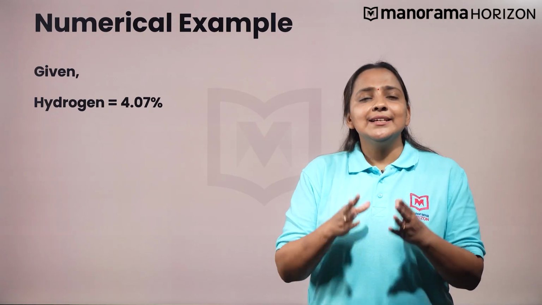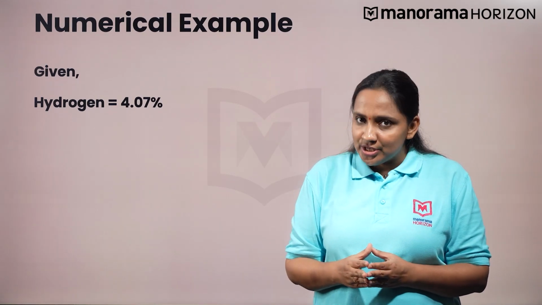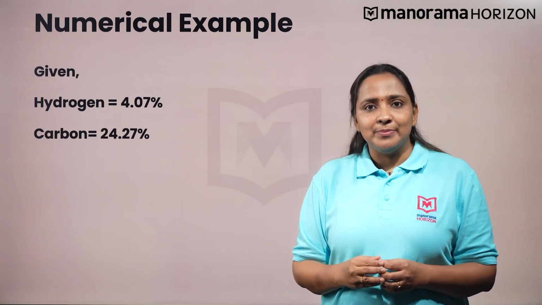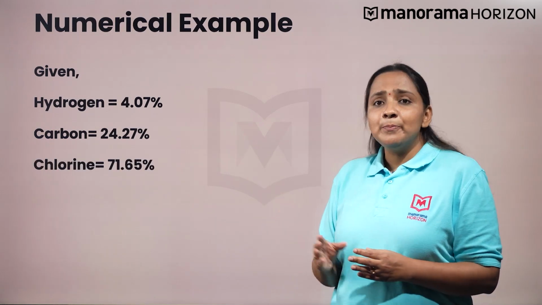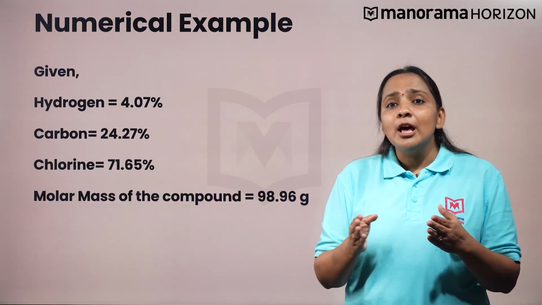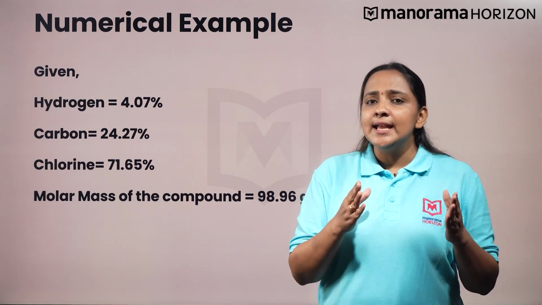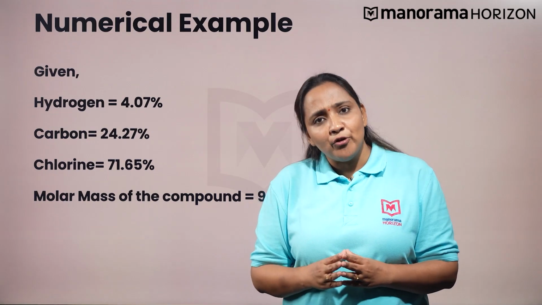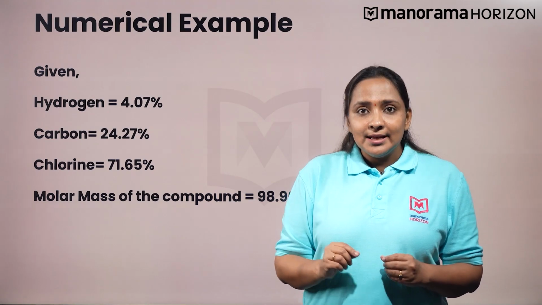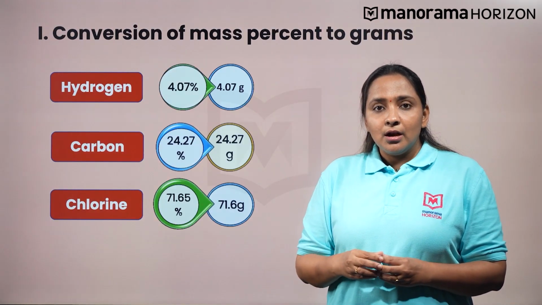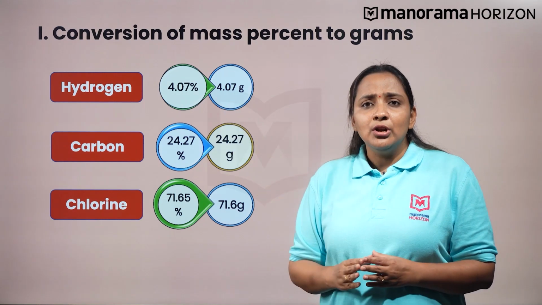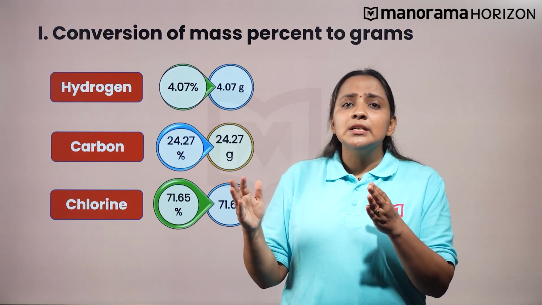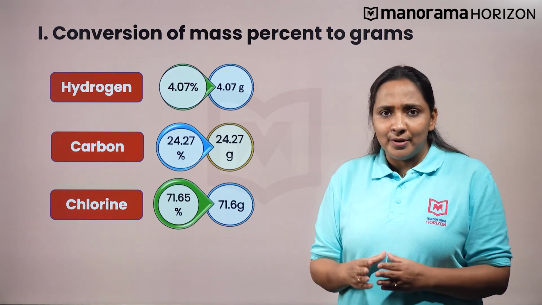Let us discuss one example of calculating empirical and molecular formulas from the percentage composition. Suppose it is given that in a compound, the mass percentage of hydrogen is 4.07%, carbon is 24.27%, chlorine is 71.65% and the molar mass of the compound is 98.96 grams. We have to calculate the empirical and molecular formulas. To solve this, let us go step by step. The first step is the conversion of mass percent to grams. We will assume that the mass percent is given per 100 gram of the compound.